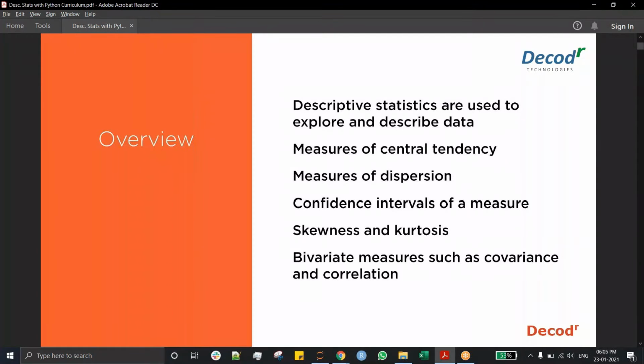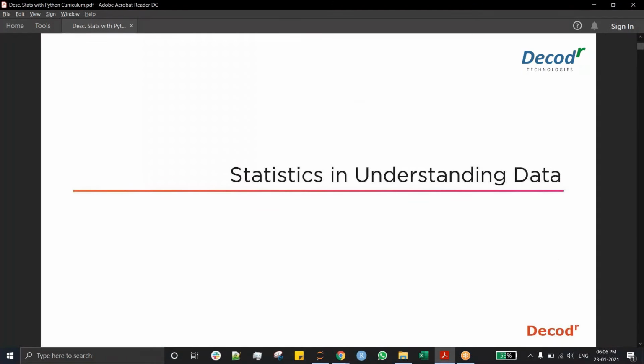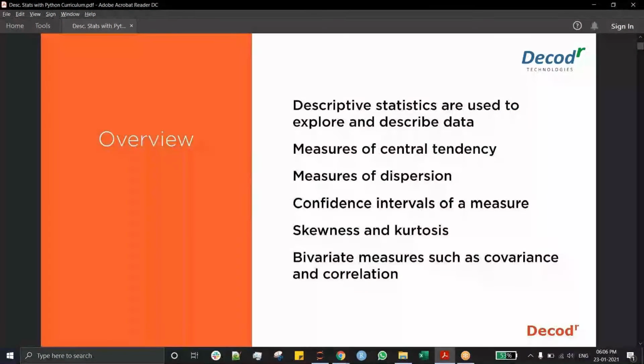Next, we'll be talking about skewness and kurtosis, which basically helps us to describe our data further. What does data with high skewness mean? Similarly, what does low skewness mean? And similarly for kurtosis, two different measures. Then we'll also look at the bivariate measures of analysis such as covariance and correlation. All right, so we'll be covering that in the descriptive analysis part.